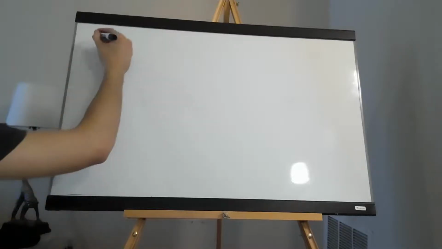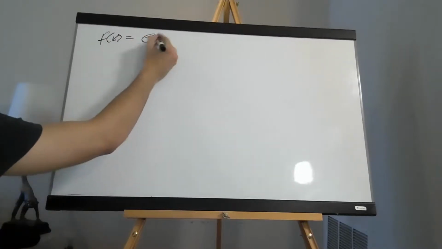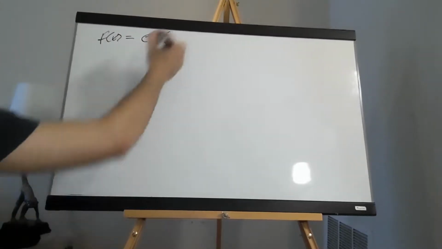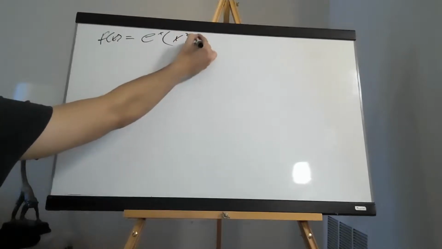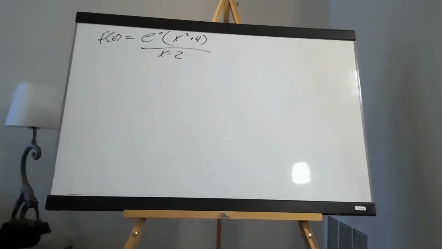So instead, let's have some fun and do some implicit differentiation. So we got f of x equals e to the x times x squared plus 4 divided by x minus 2.